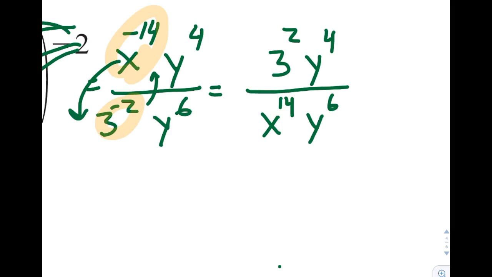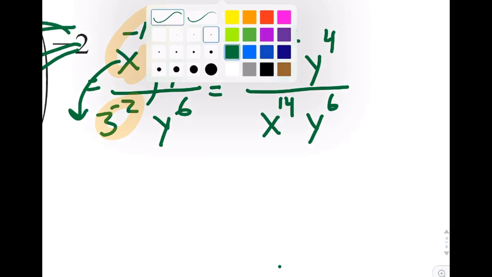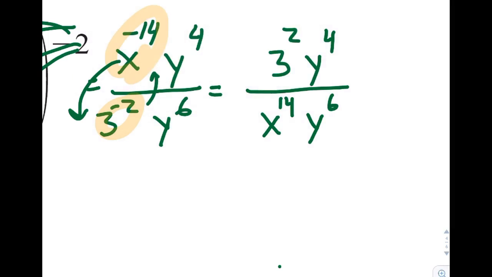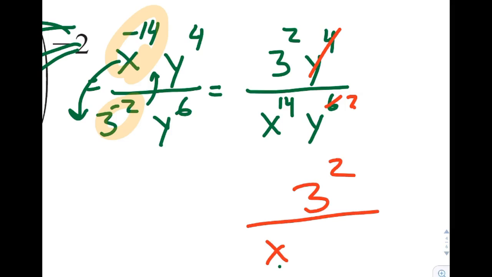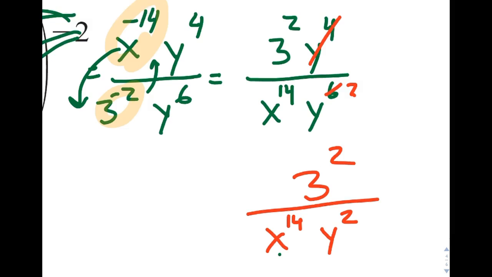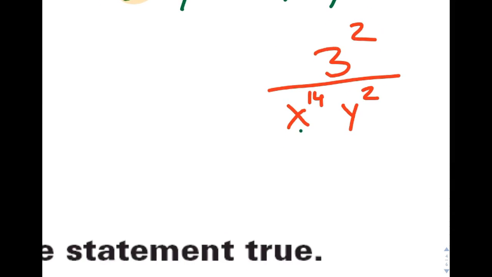Now the last thing to do is to simplify, and we've got a y on top, y on bottom, so they're going to cancel out. 4 on top are going to cancel with 4 down below, leaving us with only 2. So our final answer is 3 squared over x to the 14th y to the 2nd. You can leave 3 squared just like that. I know that 3 squared is 9, but leaving it as exponents is really what we're working on here today.